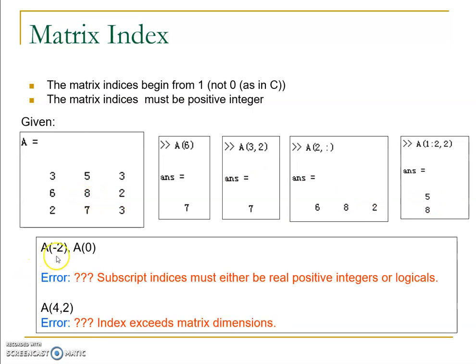A of minus 2 and A of 0: these subscript indices must be either real positive integers or logicals. Even indices that exceed matrix dimensions give errors. So make a point of this.